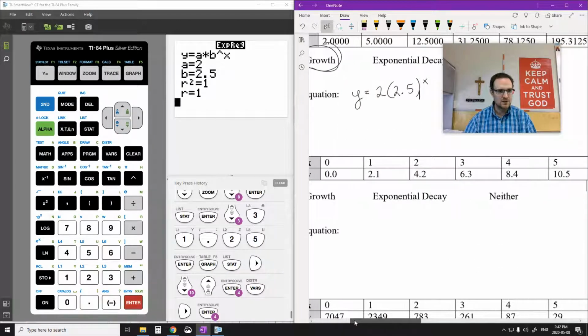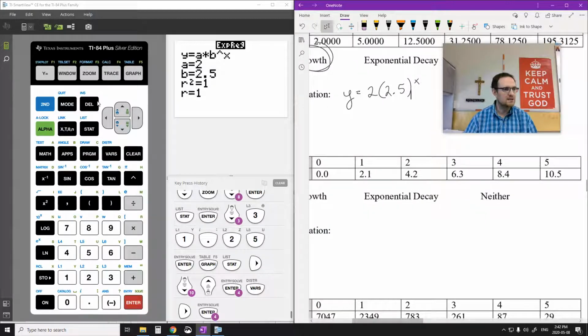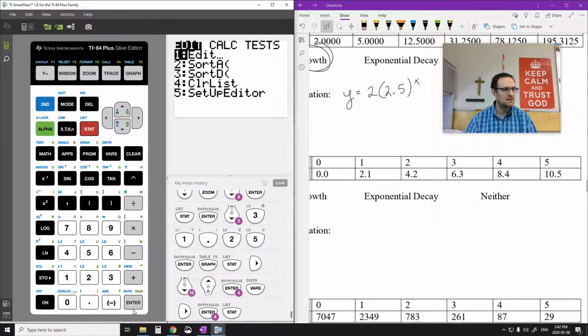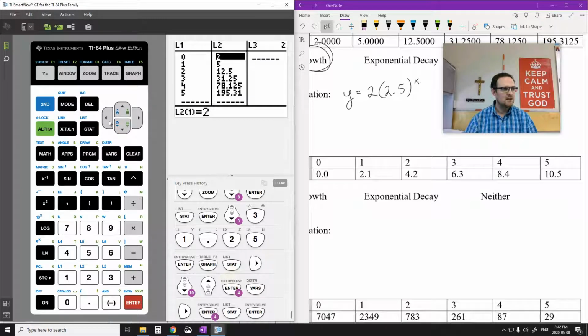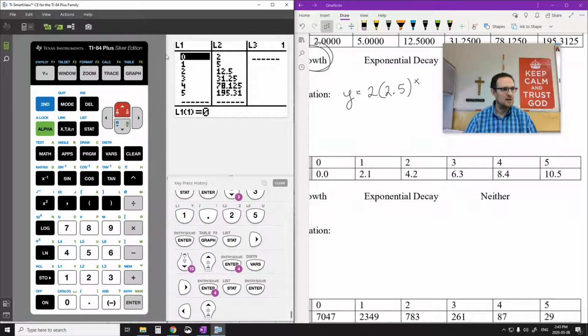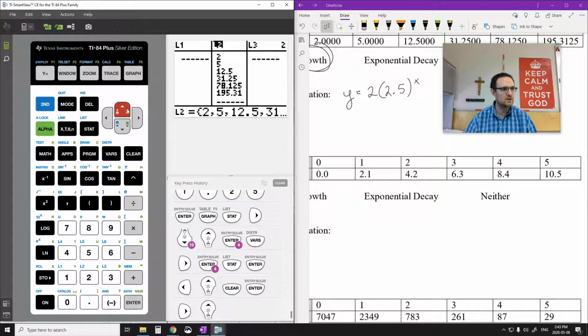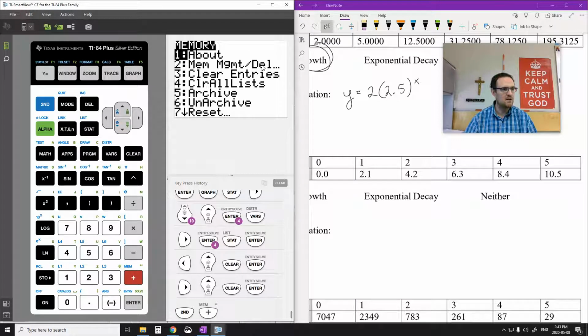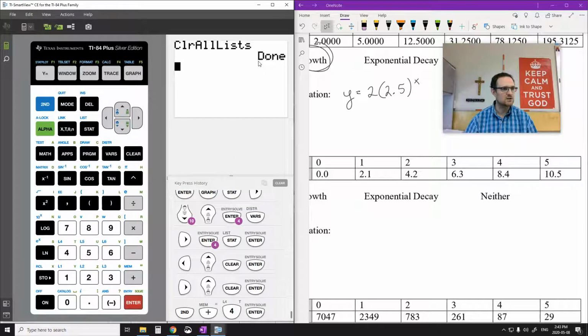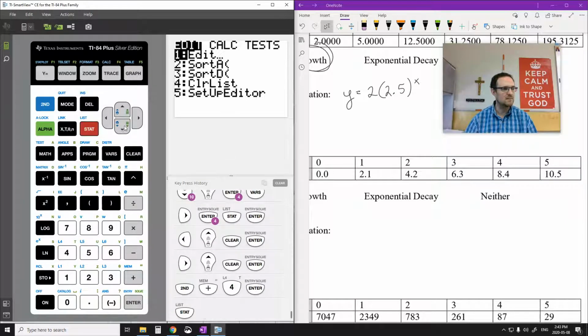So for this one, I'm going to type in the data. So I'm going to go stat, back to edit. Now to clear these out really quickly, you can go up to L1 here and hit clear, enter. It just clears out that whole row really quickly. You can also go into second mem where it says clear all, number 4 there. So second plus number 4, and then hit enter. It should say done, and that should clear the list out for you.